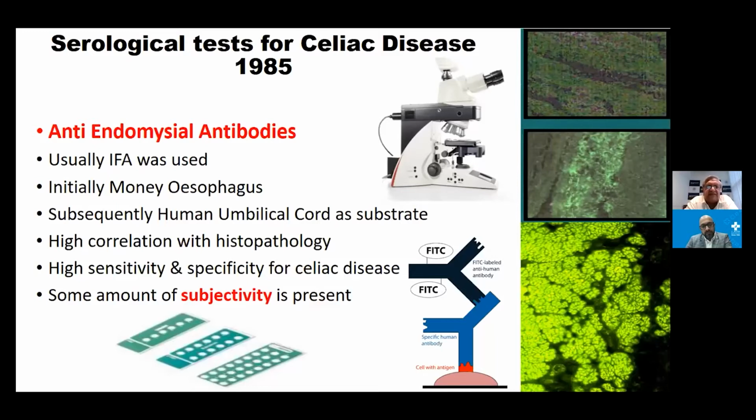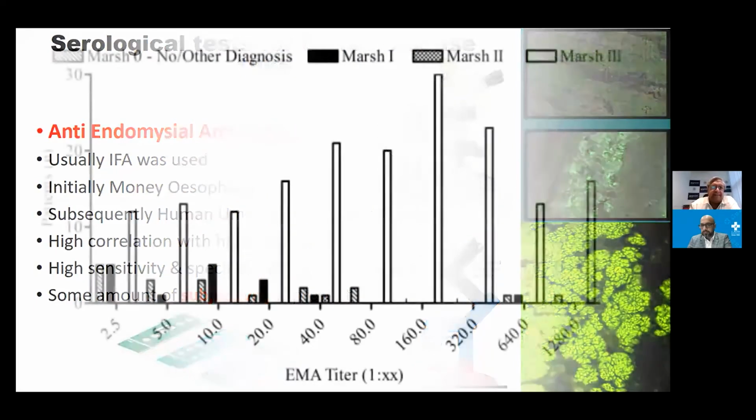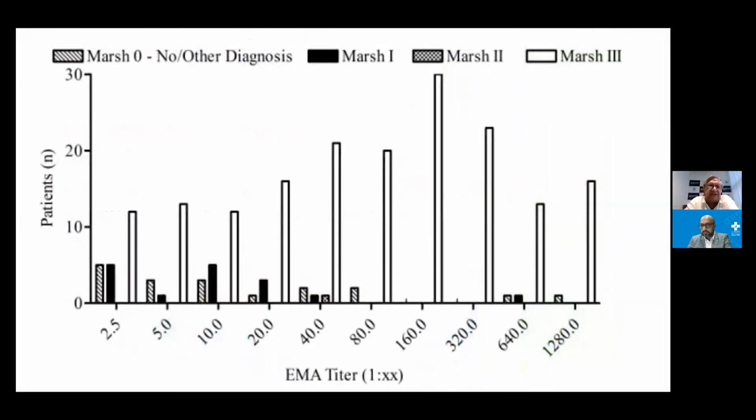It had high sensitivity and specificity for celiac disease, but it has two drawbacks. One, it requires the use of an immunofluorescence microscope. The second is that it's in the eye of the beholder, so there is a degree of subjectivity in whether you see the fluorescence well or it is low fluorescence. But there was good correlation with the Marsh score. The higher the titer, the more severe the damage.